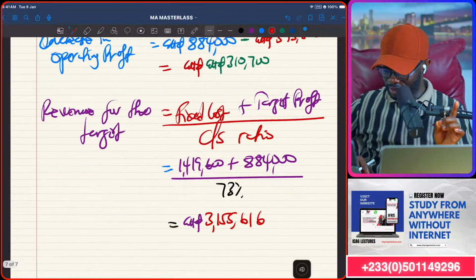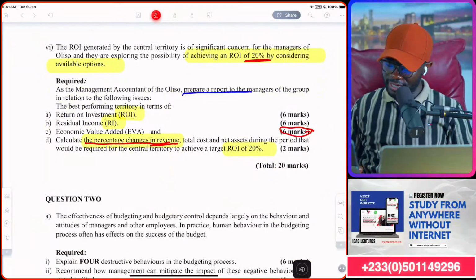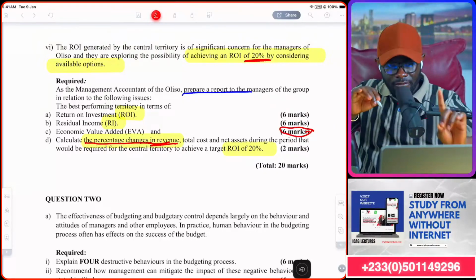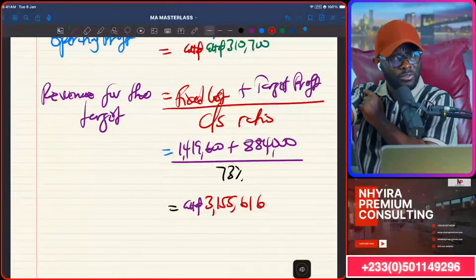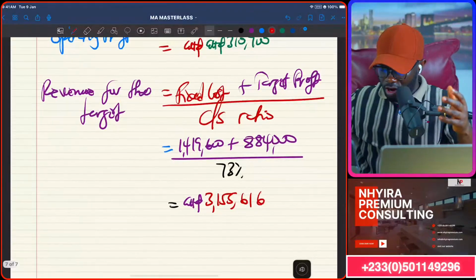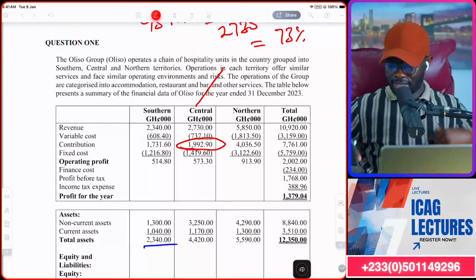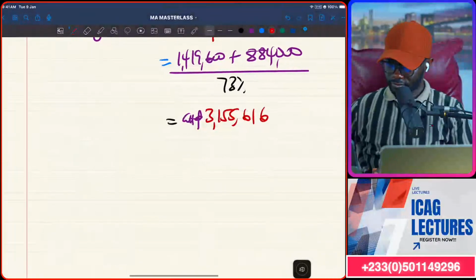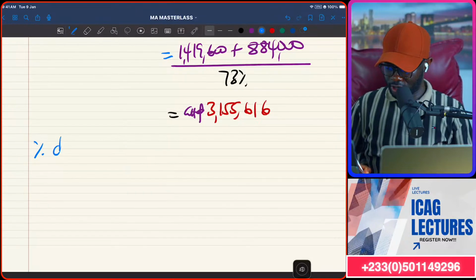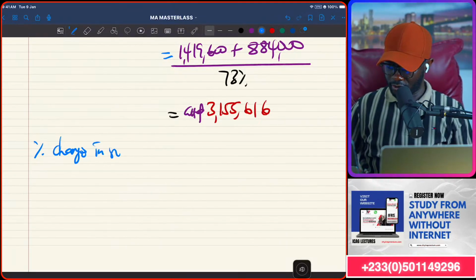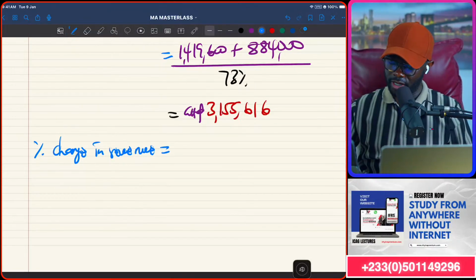But remember the context of the question, right? The examiner said we should calculate percentage changes in first revenue. So now that we have the revenue for the target profit, we have to look at their original revenue and find out the percentage change that will be required. So, percentage change in revenue will be final minus initial over initial.